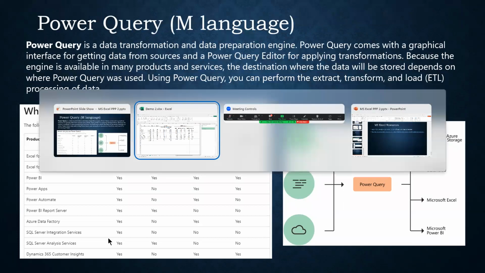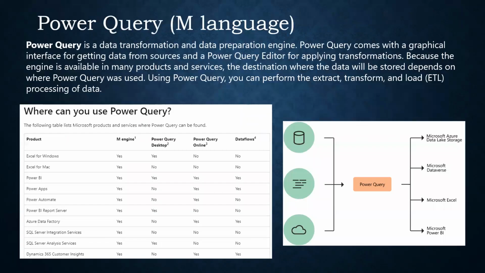Let's talk about Power Query. So Power Query is a data transformation tool. In another way, Power Query is a graphical interface. Sometimes they call it M language. That's the script generated behind the graphical interface when you click on buttons. So Power Query is a data transformation and data preparation engine. It comes with a graphical interface, as I said.